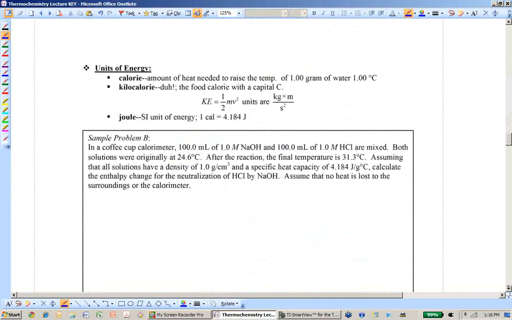All right, so units of energy. The calorie, again, is the amount of heat needed to raise the temperature of 1 gram of water 1 degree Celsius, which is the same as raising it 1 Kelvin of change, Celsius I must say. The kilocalorie is that, again, that food Calorie with a capital C. And kinetic energy, which you may encounter as well, is 1/2 mv squared, and its units are kilogram times meters per second squared. And then the joule is the SI unit of energy, and 1 calorie is equal to 4.184 joules. So joules are a smaller quantity than calories.